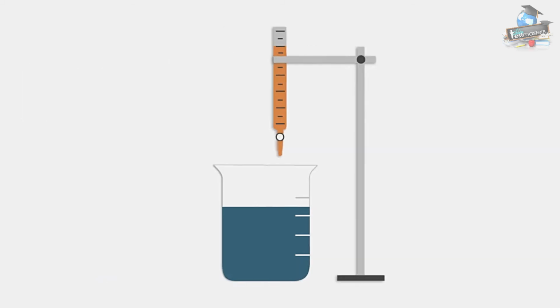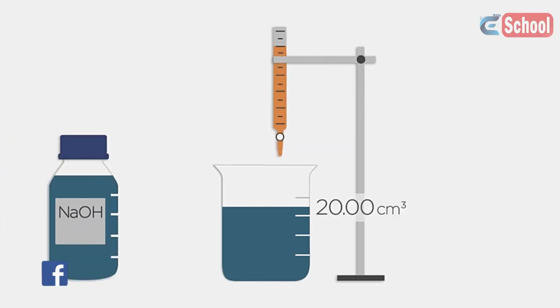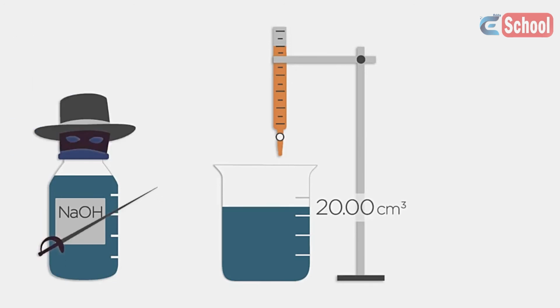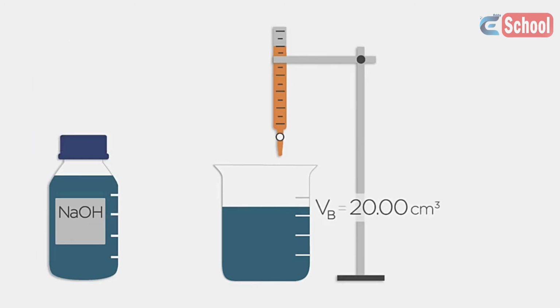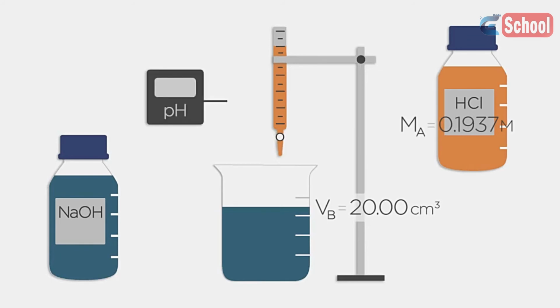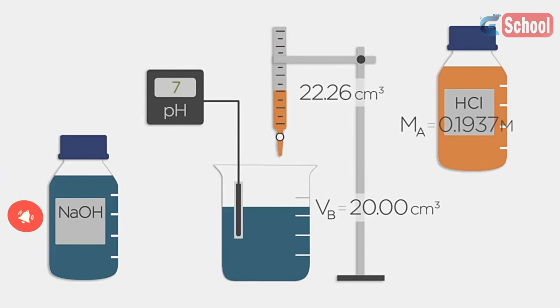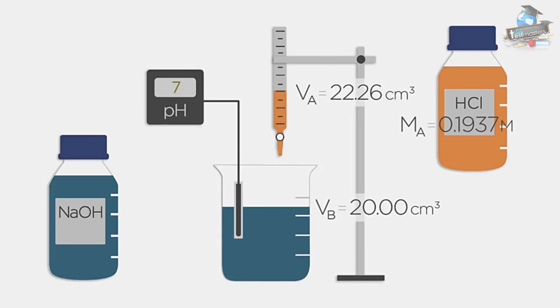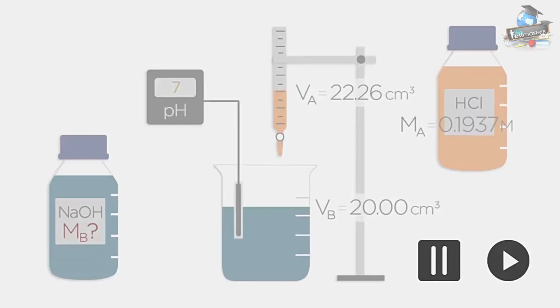So here's your challenge. You've measured out 20.00 cubic centimetres of our mystery sodium hydroxide into a beaker. That's VB. Our hydrochloric acid was 0.1937 molar. That's MA. And to make our solution completely neutral required a titration of 22.26 cubic centimetres of the acid. That's VA. Can you work out MB? Pause the video and have a go.